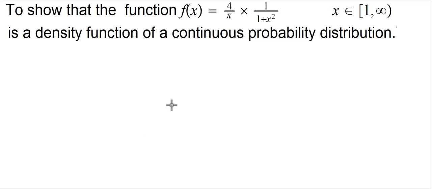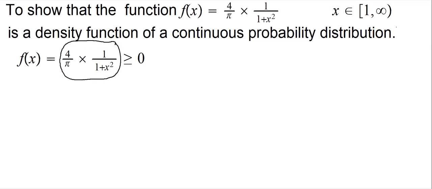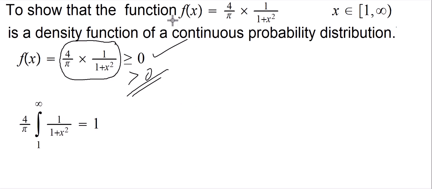So here we have to show that this function that we have, 4 over pi times 1 over 1 plus x squared, is a density function of a continuous probability distribution, where x ranges from 1 to infinity. First note that the function is greater than or equal to 0, and actually it is strictly greater than 0, so it's even better. And then we have to show that the value of this improper integral is going to be how much? 1. So let's begin with that.